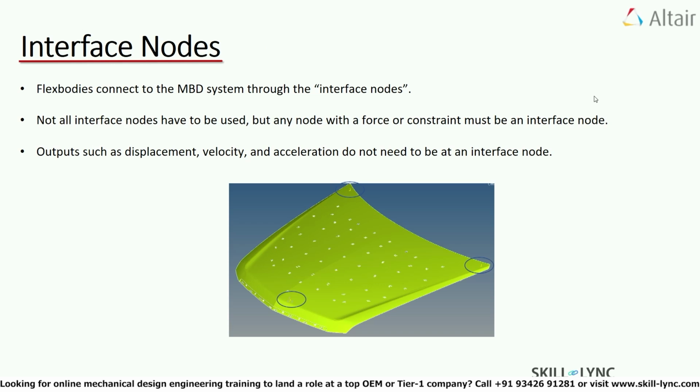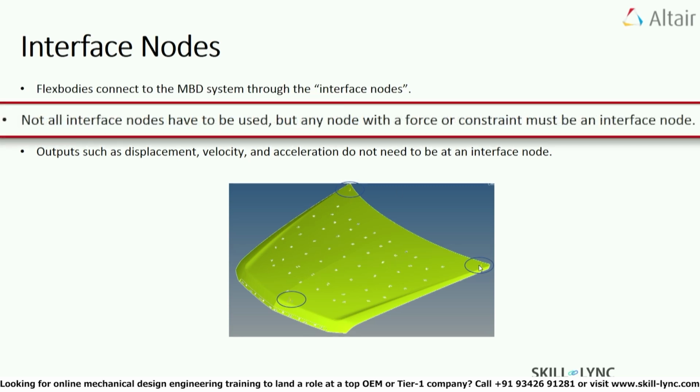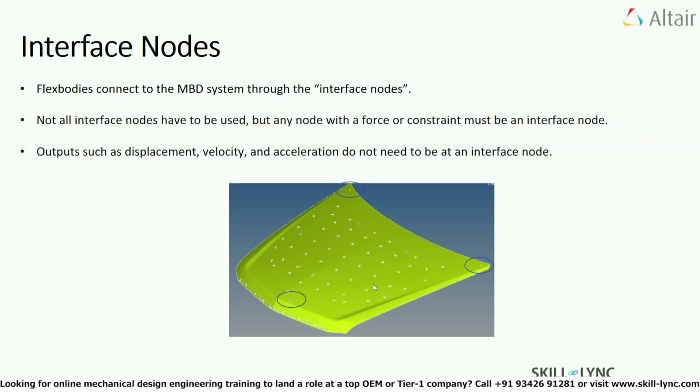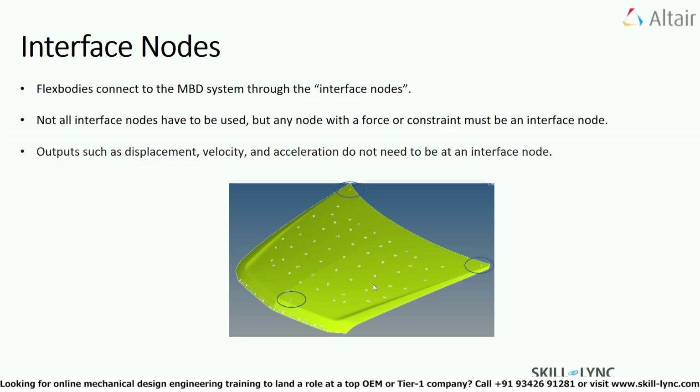This term, interface nodes, plays a very important role in flexible bodies. So let's understand what interface nodes are. The flexible bodies connect to the multibody dynamic system through the interface nodes. There is no rule that all the nodes on the flexible body need to be used as interface nodes. However, any node with a force or any kind of constraint must be an interface node. Outputs such as displacement, velocity, and acceleration need not be at an interface node. So what I'm trying to explain here is that if there is any node on the flexible body with any kind of constraint or force associated with it, then it will be tagged as an interface node.